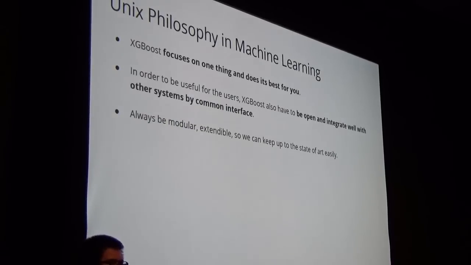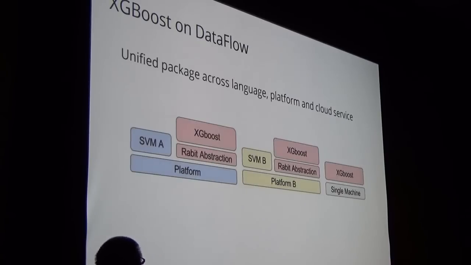So I would call it the Unix philosophy of machine learning, in the sense that we want to build one thing that works very well, and we want to make it compatible with as many things as possible, so that you can port it to any other platform. It can run in any of these environments, and it can make use of any of the existing ecosystem that you have.